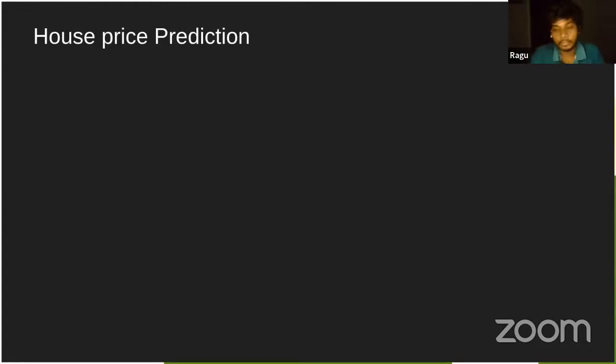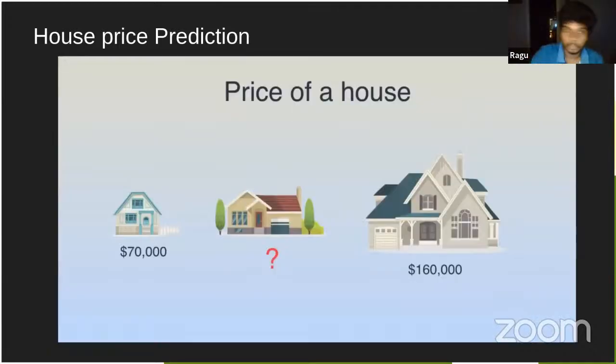First, for example, house price prediction is the first thing we're going to understand. If we have three houses, the one on the left is a small house which is $70,000, and the one on the right is big, which is $160,000, and we want to find the price of the medium size house. How do we do that? So normally, how do we do that?